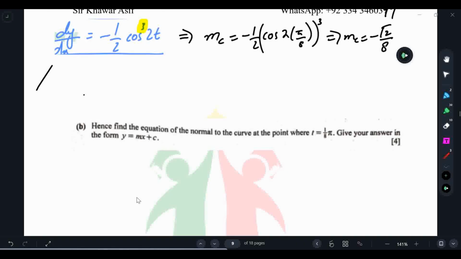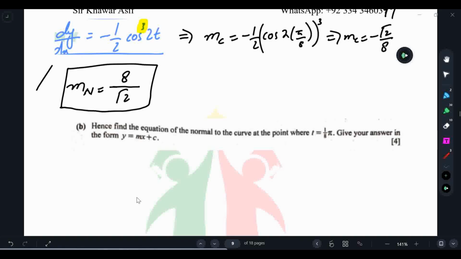Now the gradient of the normal line will be equal to the negative reciprocal of this, so this will be plus 8 by square root of 2. So this will be the gradient of the normal line. Now let's find out the point, because for the equation of the normal line, we need a gradient and a point.